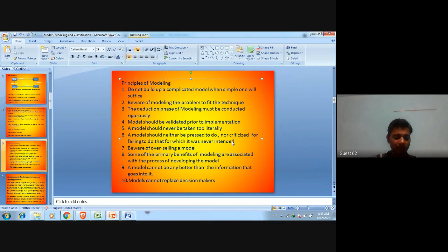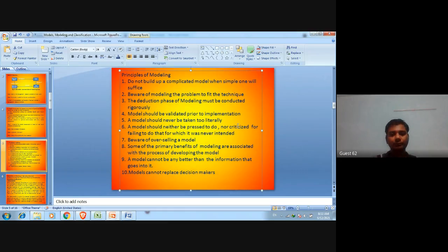Another example is the use of certain network methods to describe the activities involved in complex projects. A model should not be stretched beyond its capabilities. Means actually the model is constructed for a particular situation. You cannot apply these models as you want. You have to use your model for that situation for which you have constructed it.